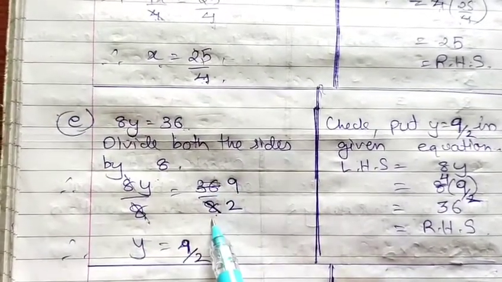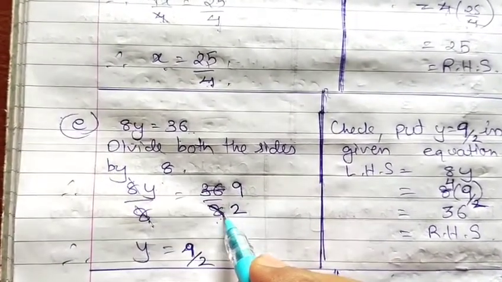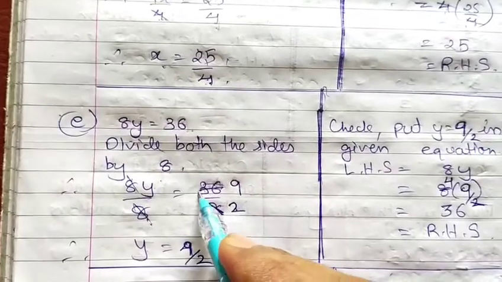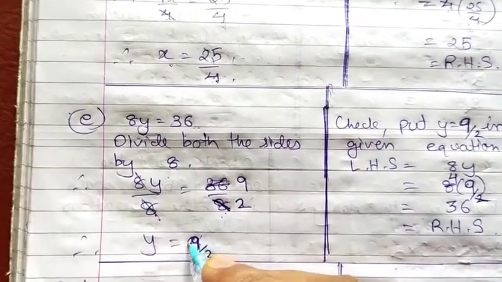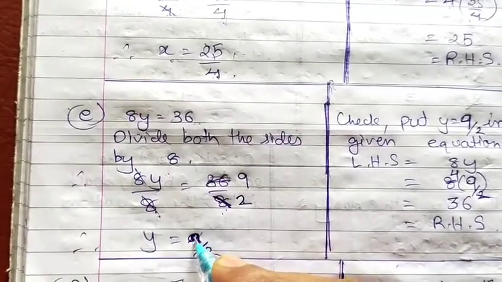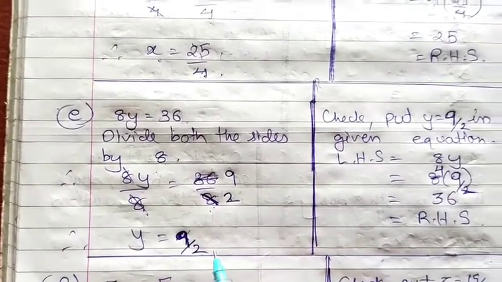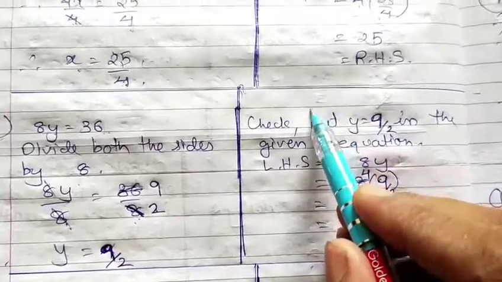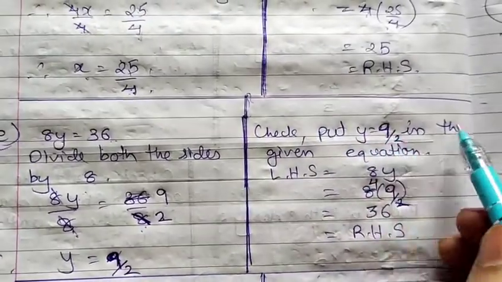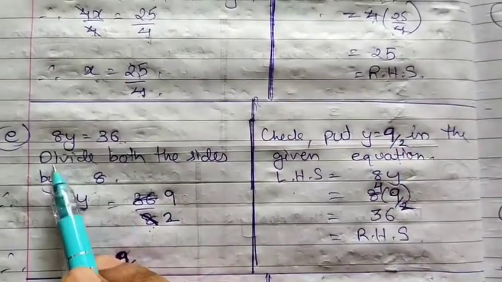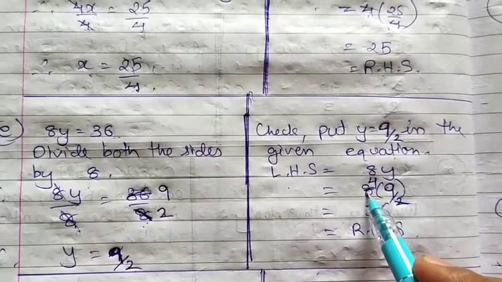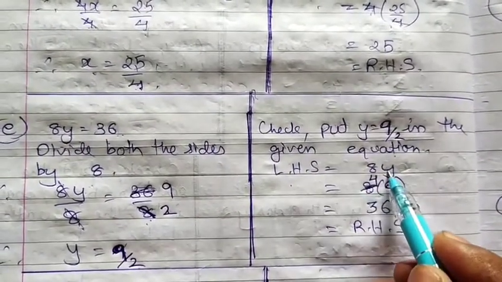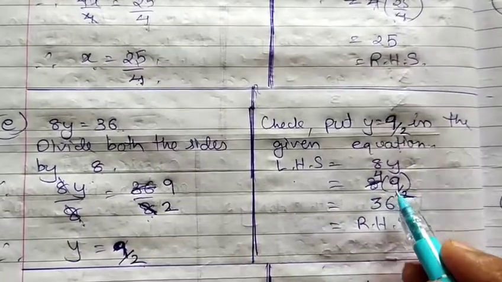36 divided by 8, not possible to cancel. So reduce it by 4. 4 2s are 8 and 4 9s are 36. That means I am getting 9 by 2. So write down y equals to 9 by 2. Now check whether the solution is correct or not. So check, put y equals to 9 by 2 in the given equation. Now LHS, whatever value toward your left hand side, 8y, 8 times y. Now in place of y, write down 9 by 2.